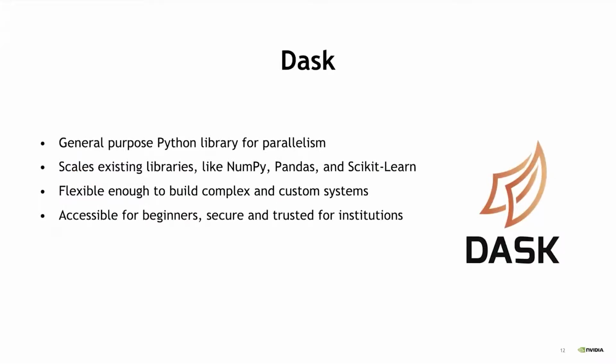Now I'll talk a little bit about Dask. Dask is just a Python library for parallelism. It allows you to scale libraries such as NumPy, Pandas, scikit-learn, and others. And this is the core of RAPIDS parallelism today. It's flexible to build complex and custom systems, and it's very accessible for beginners. It's also secure and trusted for institutions.